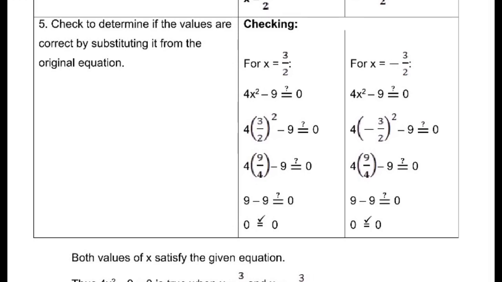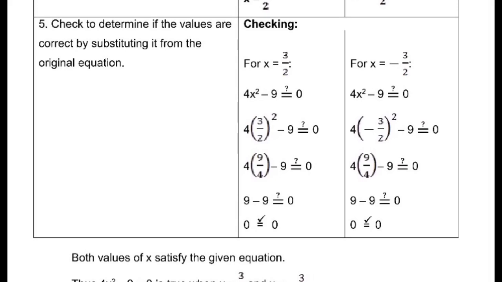So let's have first 3 halves. If x is 3 halves, we have 4 times 3 halves squared minus 9. Is it equal to 0? So square first 3 halves. 3 squared is 9. Then 2 squared is 4. So this is 4 times 9 over 4. Cancel 4, that is 9. Then 9 minus 9 equals 0. So this is 0 equals 0.